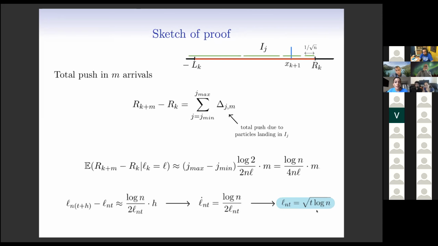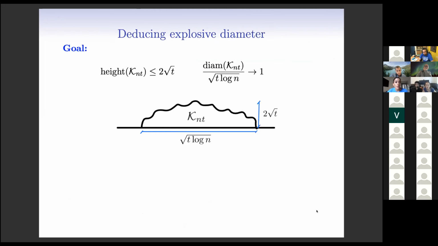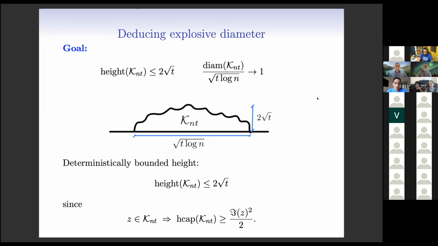And finally, to deduce geometrical information on the cluster, we want to show that the cluster has bounded height and that the diameter is concentrated around this again. So for bounded height, this is a standard argument. The height has to be bounded by 2 square root of t, because we know that if a point is in the cluster, then the half plane capacity of the cluster is at least the imaginary part squared divided by 2. That's a standard estimate.